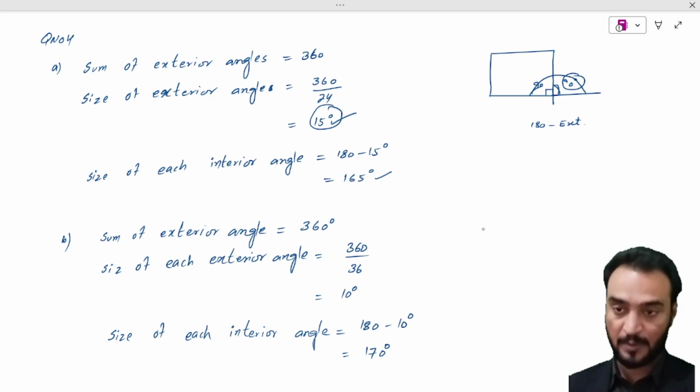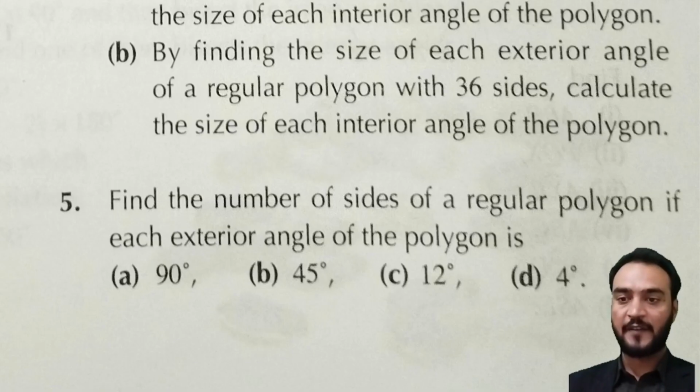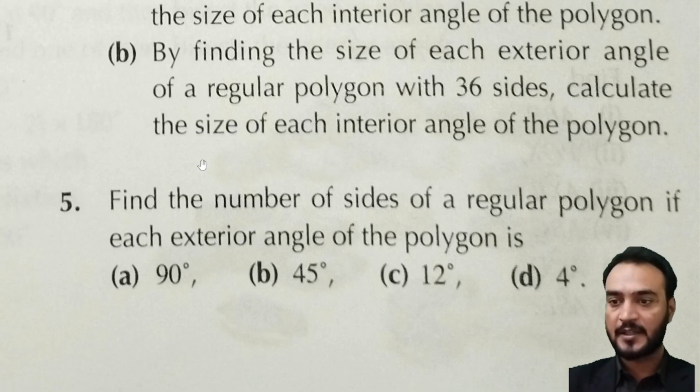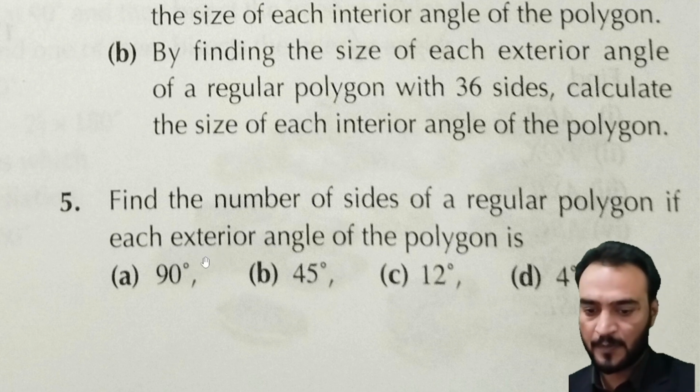Now we will solve question number 5. Question number 5 is: find the number of sides of a regular polygon if each exterior angle of the polygon is, in part A, 90 degrees, 45 degrees, 12 degrees and 4 degrees. The exterior angle of a polygon is given. We have to find the number of sides of the polygon. So let us solve this.